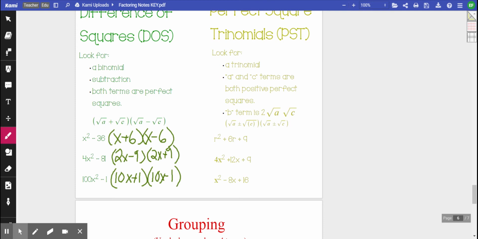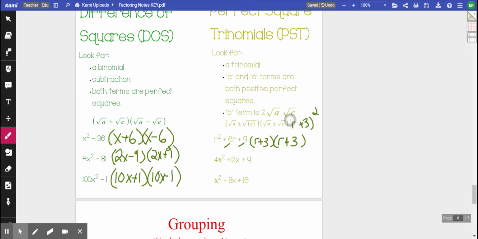So we're looking at both signs being positive, and in this case, they're both going to be a plus. So if we're going to draw out our parentheses, square root of r squared is r. Put that in the first spot. Our c term here is 9. Square root of 9 is 3. So I'll put that in the second spot. And because we want to get to a positive 6 here, that means they're both going to be pluses. So this is called a perfect square trinomial because you can also rewrite this as r plus 3 quantity squared.